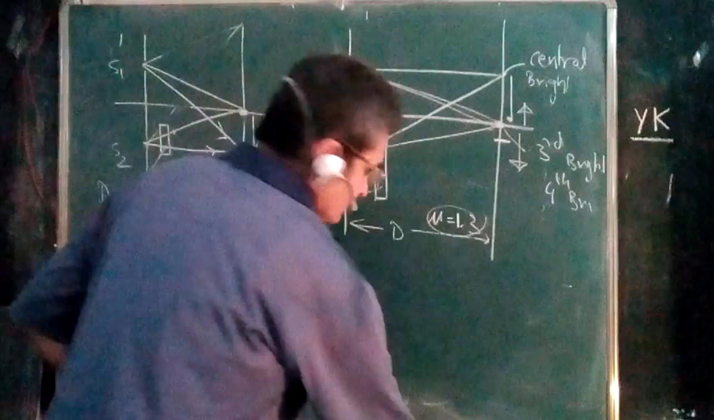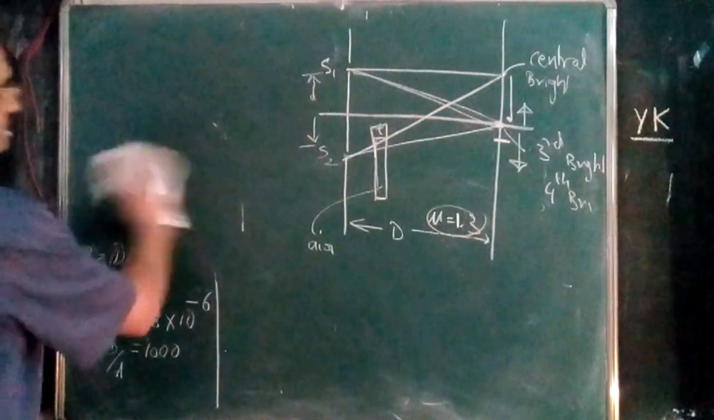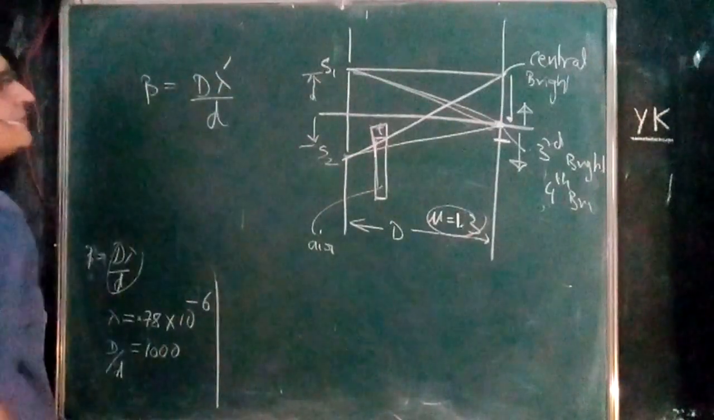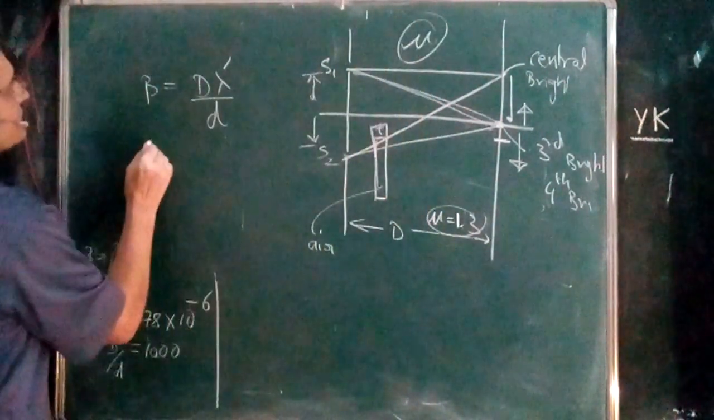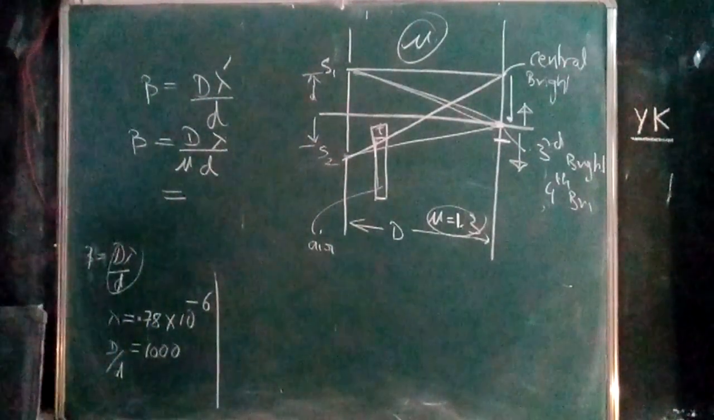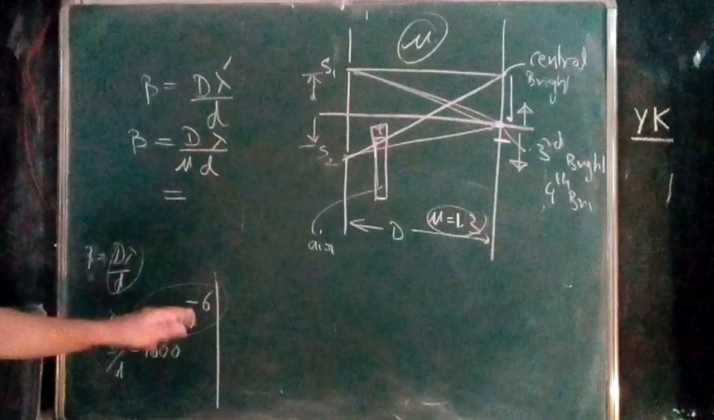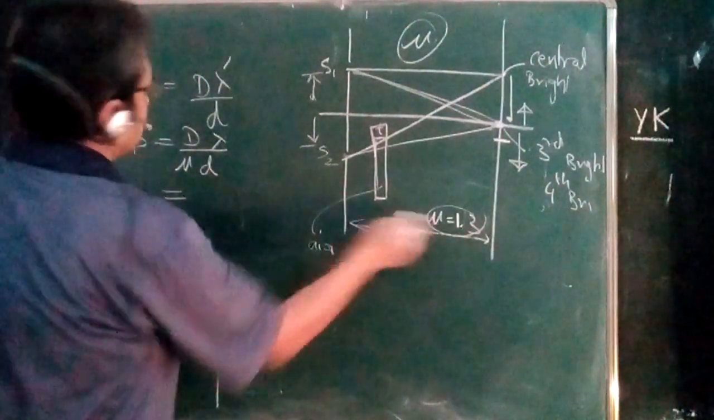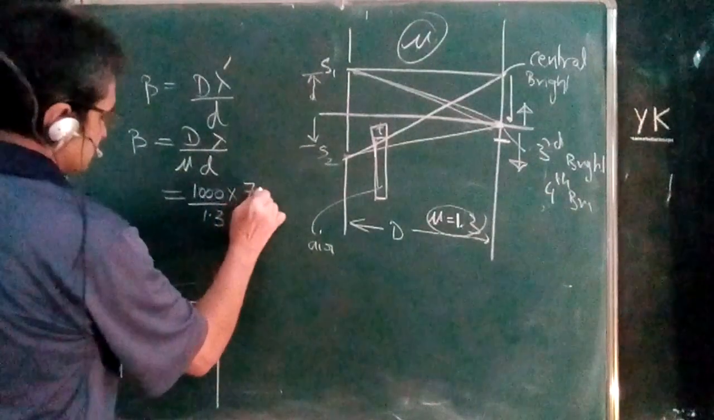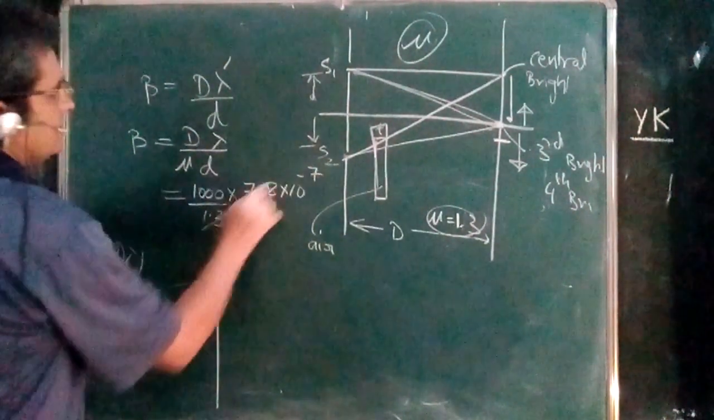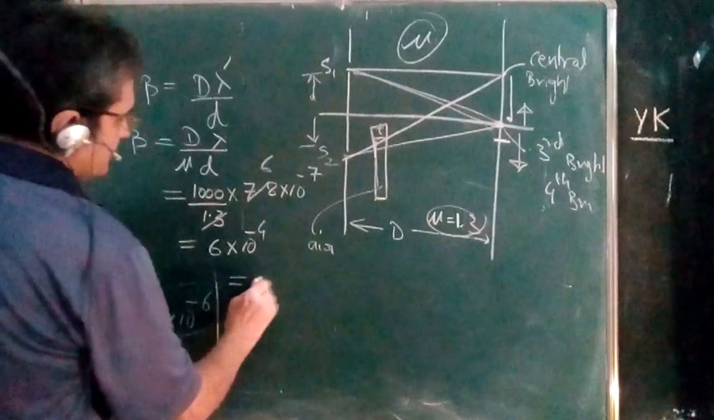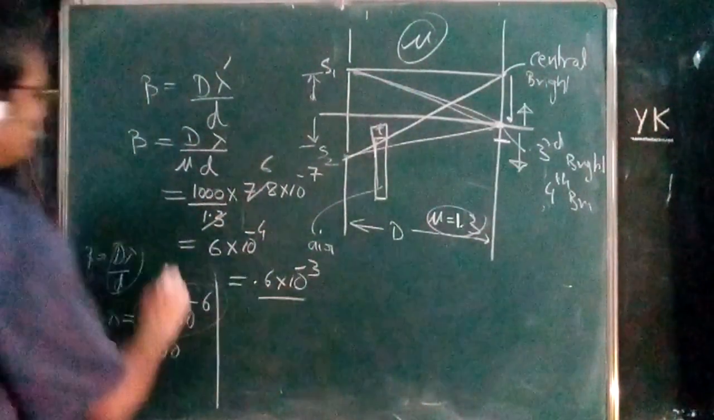You can do it by a longer method and a shorter method. The shorter method is very short. Just see what the fringe width is. Beta is D lambda upon d, and always take lambda dash when you have a medium mu, and lambda dash will be lambda upon mu. So what is the fringe width? In the problem we are given lambda as 0.78 into 10 to power minus 6 and D upon d is 1000 and mu is 1.3. Placing the values, 1000 upon 1.3 into 7.8 into 10 to power minus 7 gives 6 into 10 to power minus 4, or 0.6 into 10 to power minus 3 is the fringe width.